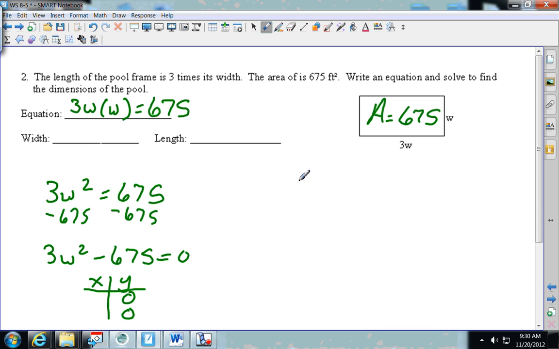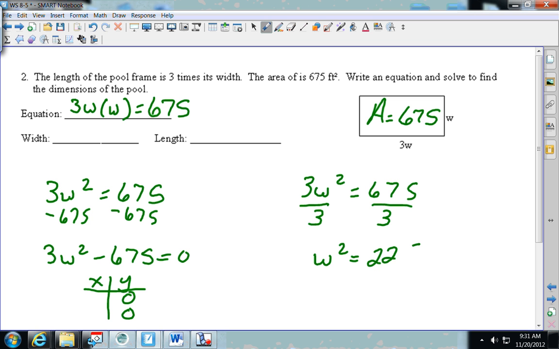The other way we can do it is 3w squared equals 675. We can divide by 3. W squared equals, let's see, 3 goes into 675 two hundred twenty-five times. And to find the width, you need to take the square root of 225. What do you get when you do that?